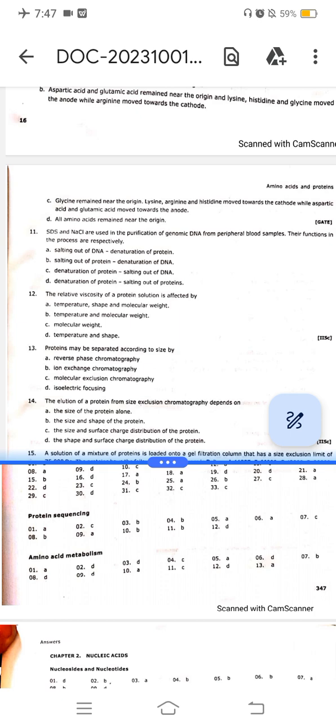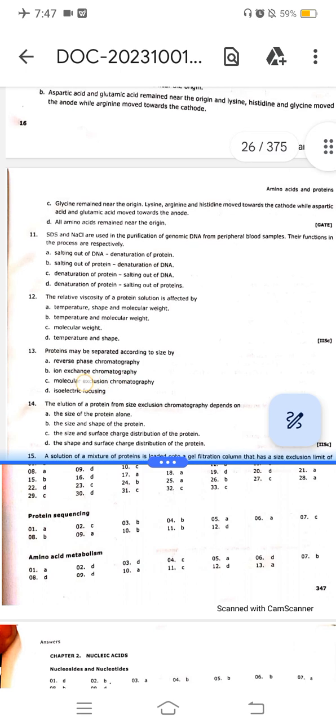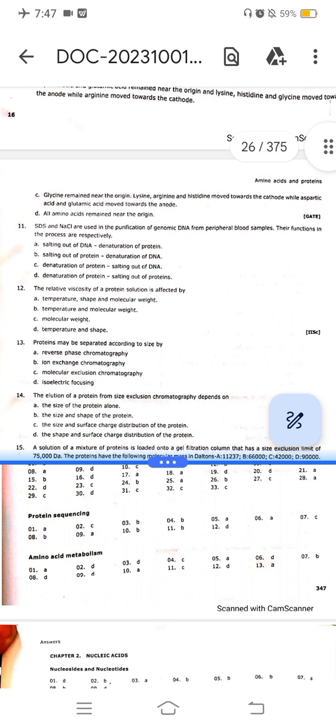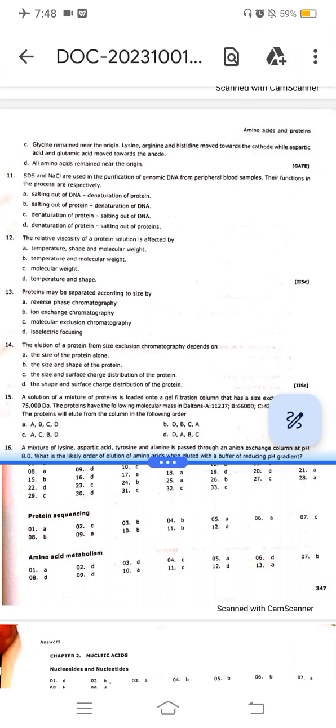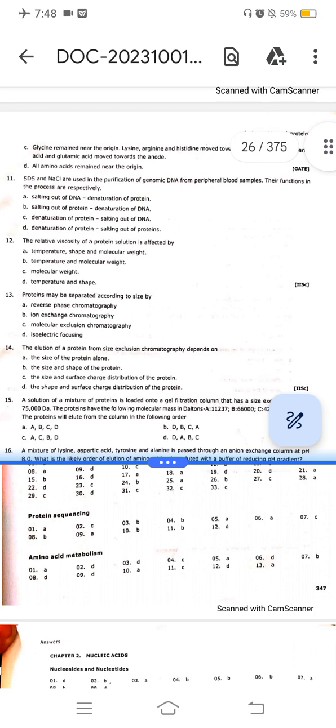SDS and NaCl are used in the purification of genomic DNA from peripheral blood samples. Their function in this process is respectively 11B. B in the sense, salting out of the protein, denaturation of DNA. The relative viscosity of a protein solution is affected by 12D. D means temperature and shape.